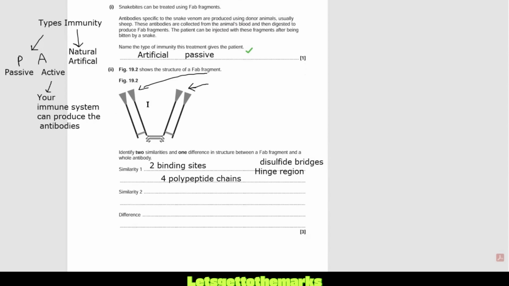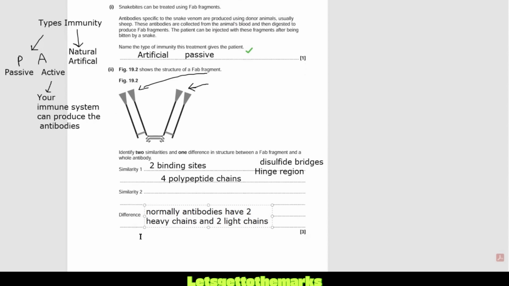Could say the variable region's the same, antibody, antigen binding sites, same number. Right, the differences, there's quite a few differences. So look at the thickness of these polypeptide chains. If this was a proper antibody and not a Fab fragment, you would have 2 heavy chains and 2 light chains. So normally antibodies have 2 heavy chains and 2 light chains.